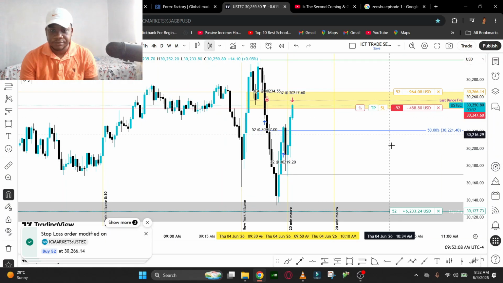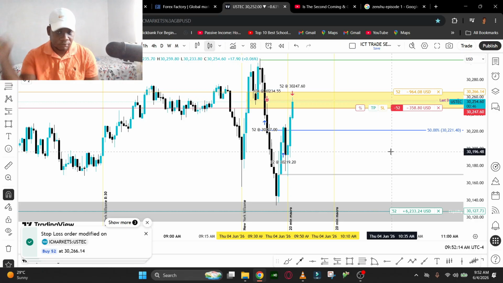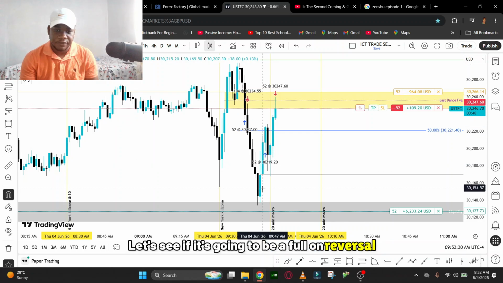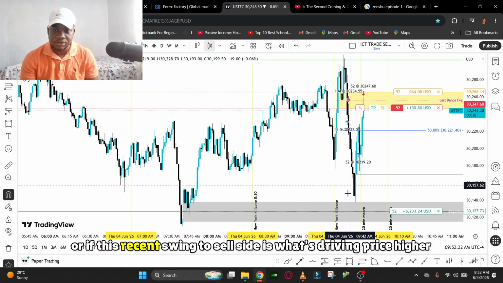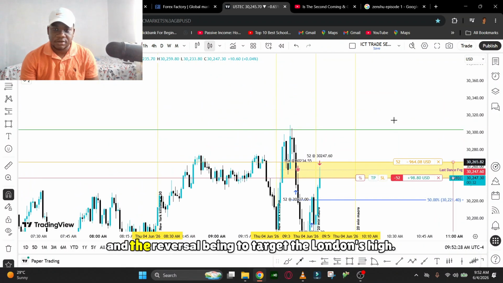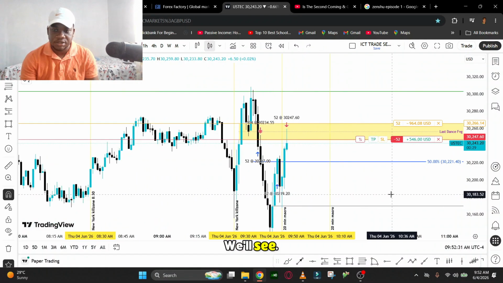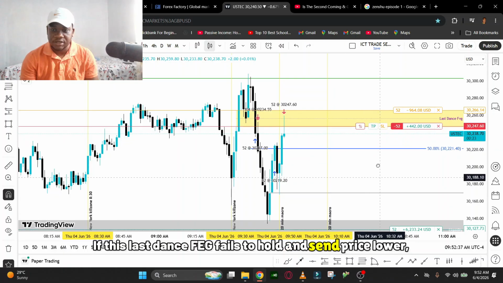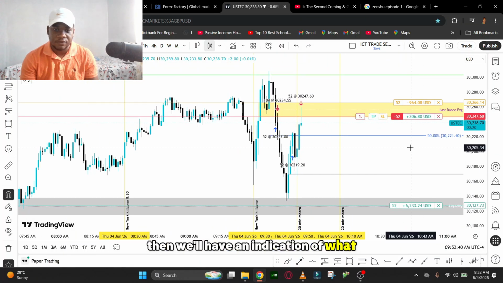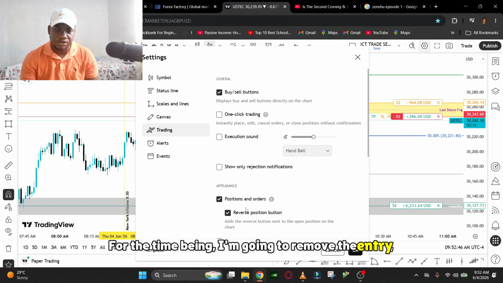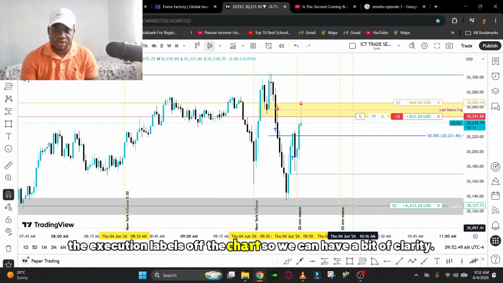Alright, so we got an entry. Now let's see if it's going to be a full-on reversal, or if this recent swing to sell side is what's driving price higher and the reversal being to target the London's high. We'll see. If this last dance FEG fails to hold and send price lower, then we'll have an indication of what the market is really saying. For the time being, I'm going to remove the entry, the execution labels off the chart so we can have a bit of clarity.